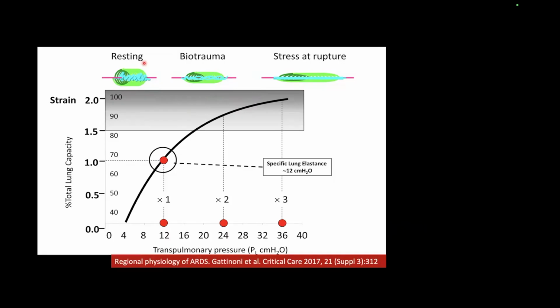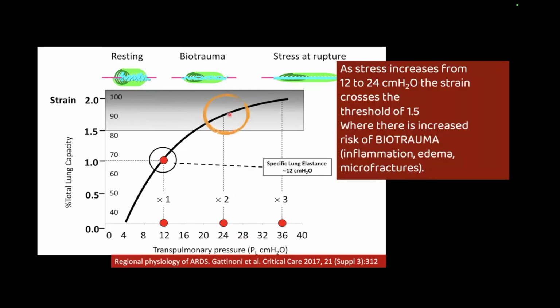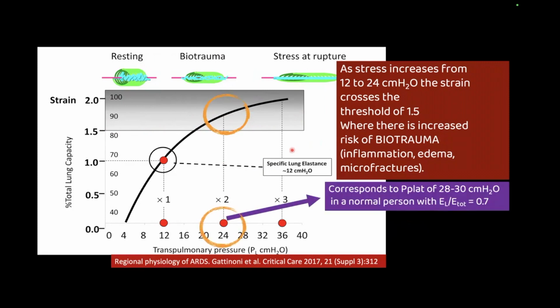Studies have shown that when the transpulmonary pressure is reaching around 24 centimeters of water, then you are actually in the danger zone of a strain of above 1.5, where barotrauma features are seen in histopathology. So this around 24 centimeters of water of transpulmonary pressure will correspond to a plateau pressure displayed on the mechanical ventilator of around 28 or 30 centimeters of water, if the chest wall elastance is normal, there is no obesity, ascites, or chest wall edema.